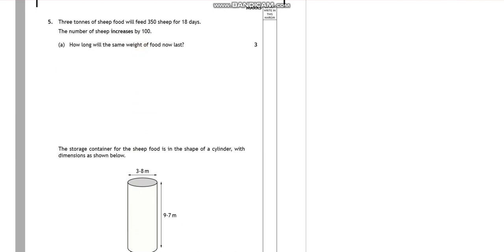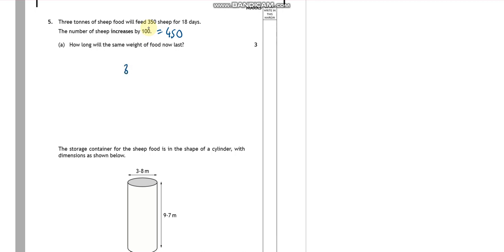Okay, so for this one, we've got 3 tons of sheep feed. The food will feed that many sheep for 18 days, and then the number increases, so how long is it going to last? So you're trying to think, well, how much food have I got for one sheep? That would be quite good, wouldn't it? If we can go to one sheep, then we can factor up to the number, right? Because this is going to go up to 450, right?